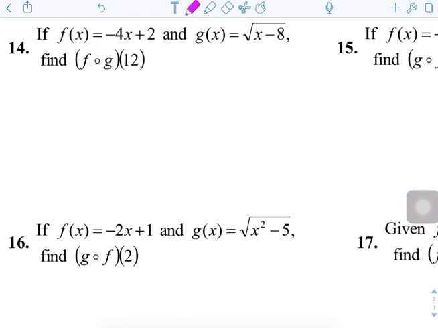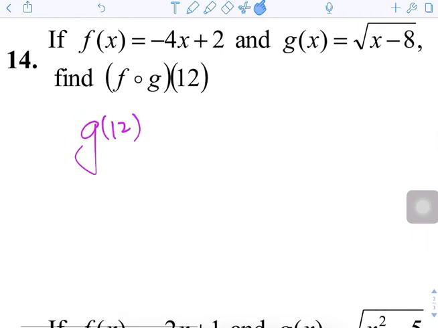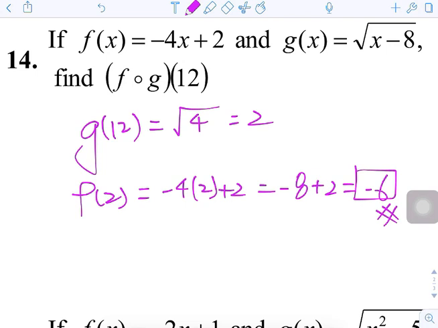So number 14, the same problem. So I'm going to just go ahead and do it. g of 12, let me zoom in a little bit more. Here we go. g of 12, which will simply just be, that's right, 12 minus 8, which I get 4, and the square root of that is 2. So now that's f of 2. So it's going to be negative 4 times 2 plus 2. So don't try to cancel them out just because one is positive and one is negative. So negative 8 plus 2, which I'll get negative 6 as my final result.